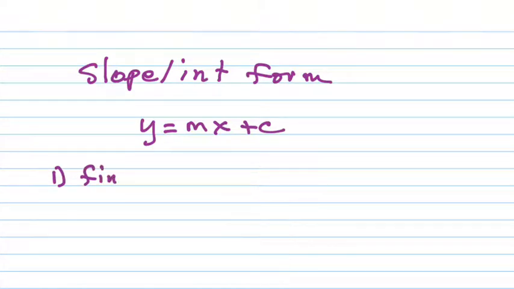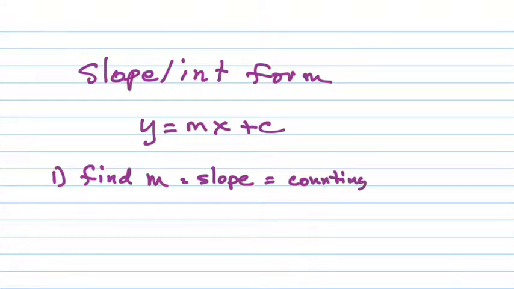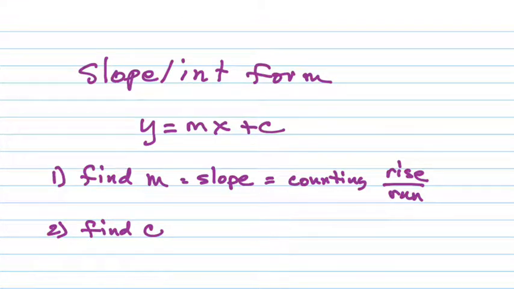Now, in order to use this, first I need to find m. And m stands for slope or gradient. If we're talking about finding it from a graph, we're simply going to be counting rise over what? Run. Okay? So the first thing I have to do is find m. Second thing, I need to find c, because the y and the x just stay y and x from the equation.